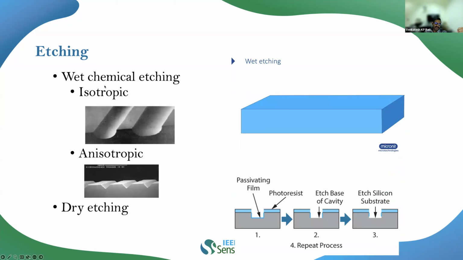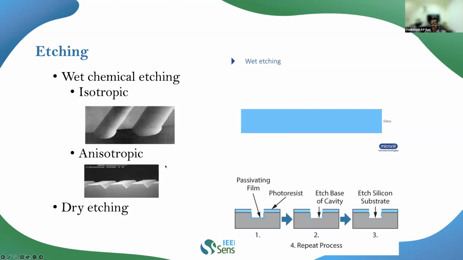Since the etch rates are uniform across all the crystallographic directions, we indeed get circular grooves whenever we go for isotropic etching. On the other hand, in case of the anisotropic etching process, we indeed get V grooves because the etch rates are different across the different crystallographic directions.